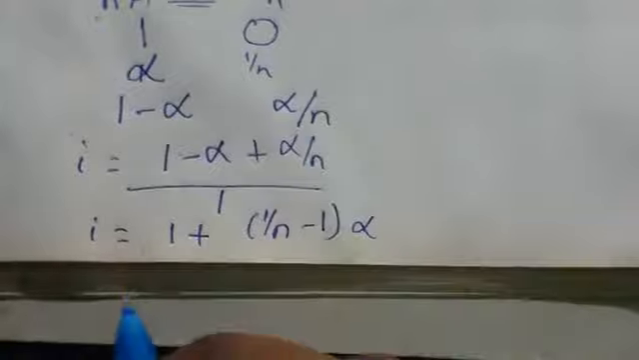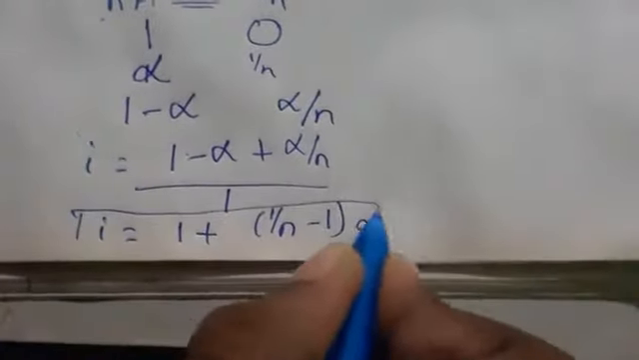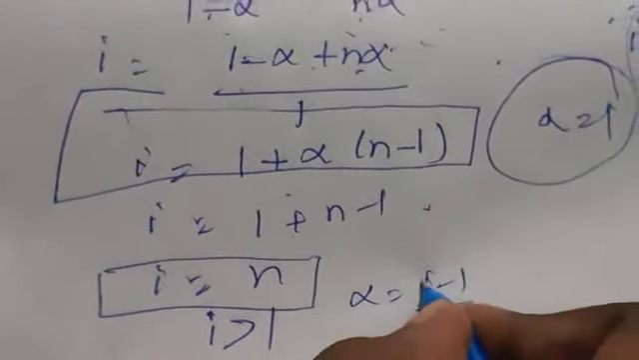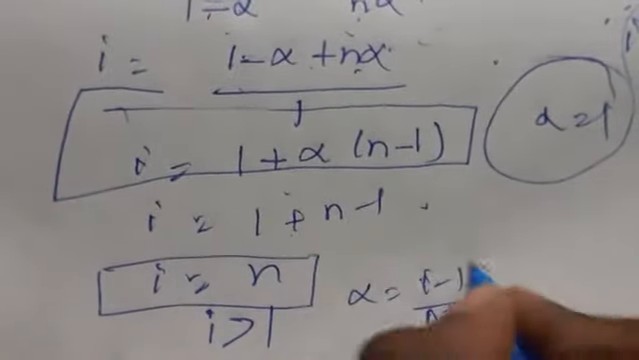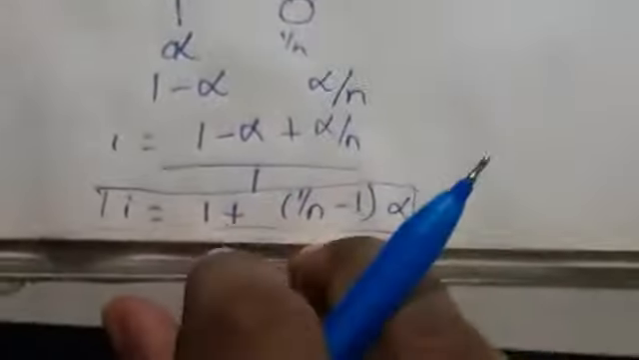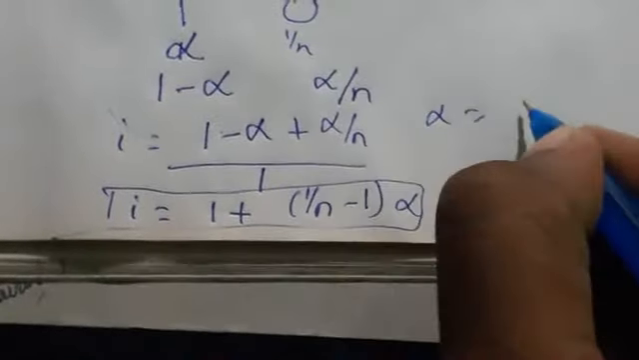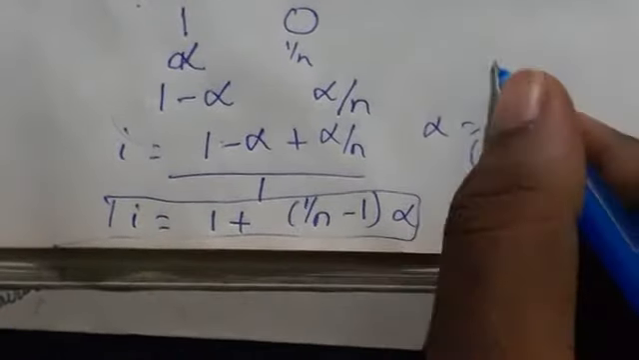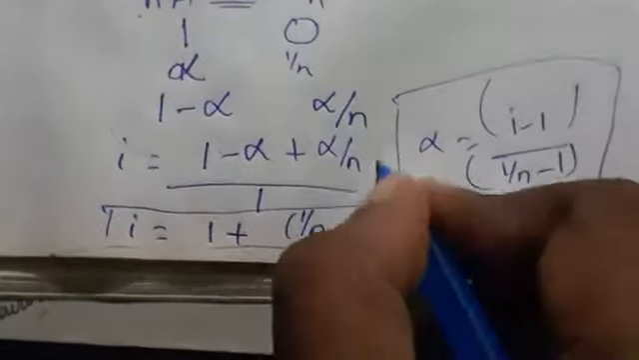This is the value for association. If we want the degree of association, alpha is equal to (i minus 1) by (1 by n minus 1). So this is the degree of association value.